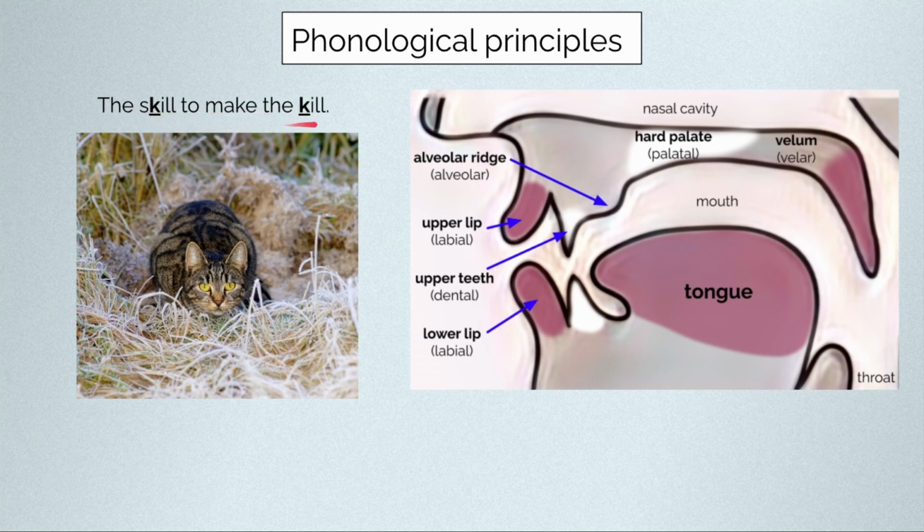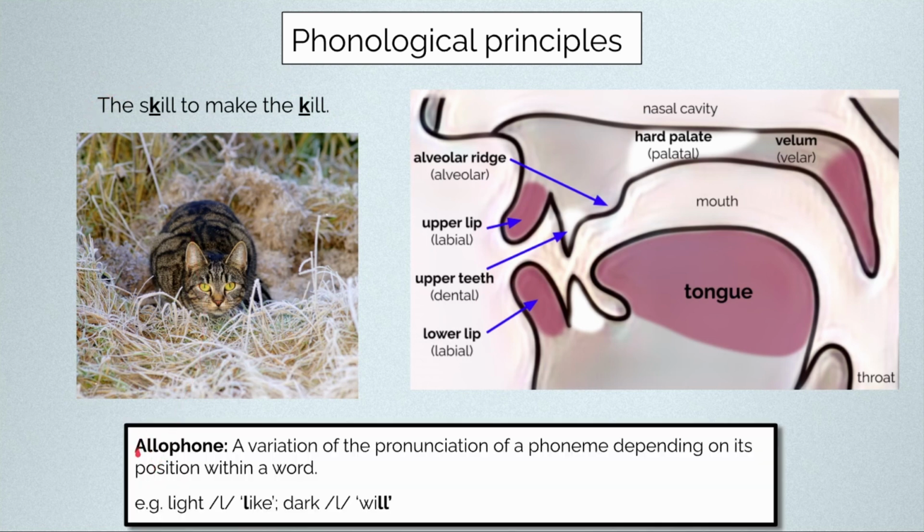And what we're demonstrating in these examples are allophones. An allophone is a variation of the pronunciation of a phoneme depending on its position within a word, e.g. light L, like, dark L, will.